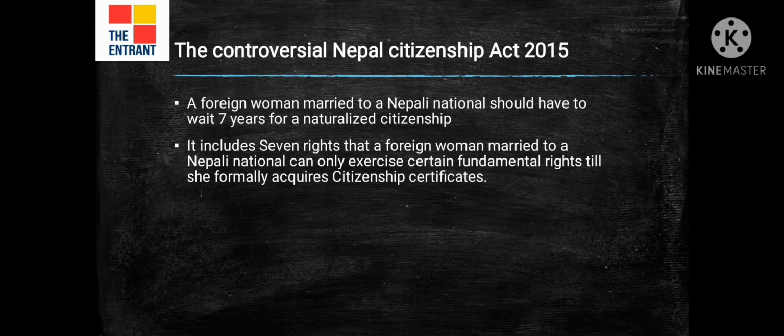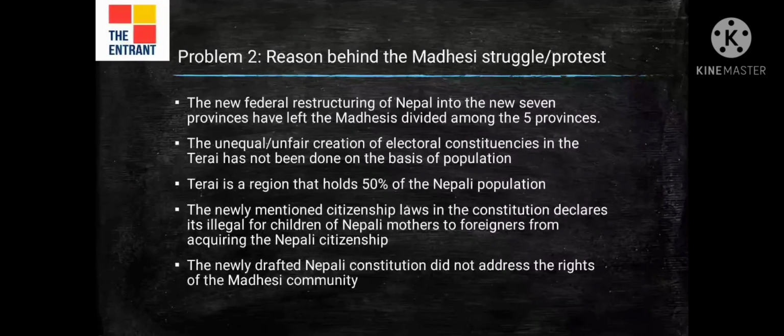Now, coming to the next point, problem number two, the reason behind the Madhesi struggle or protest. The new federal restructuring of Nepal into seven provinces has left the Madhesis divided among five provinces. The Madhesi community, if you see in the map, is widely spread across the entire southern region of Nepal. The entire southern region of Nepal shares a common border with India.